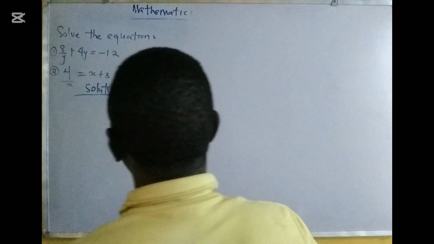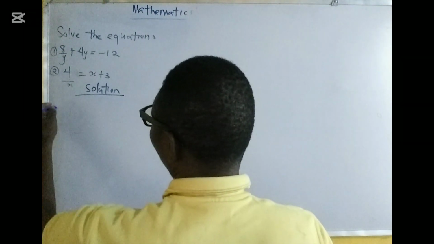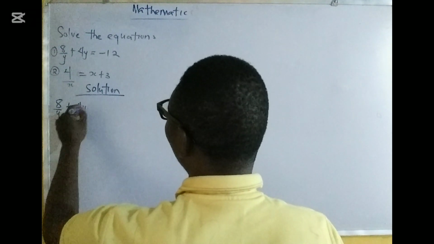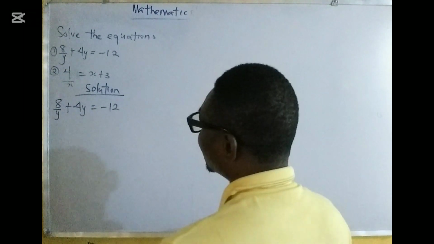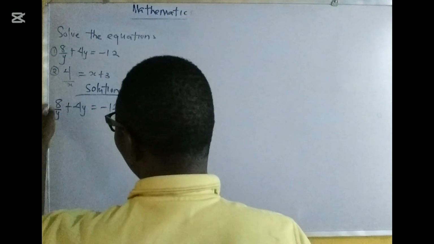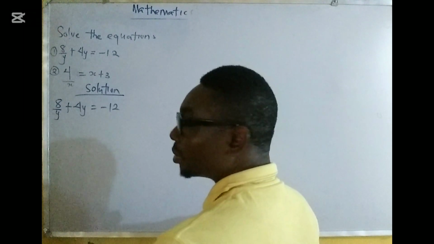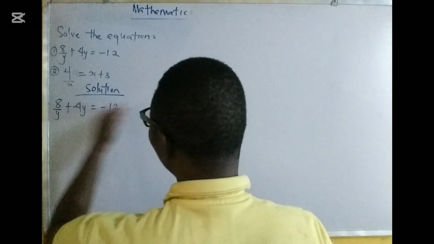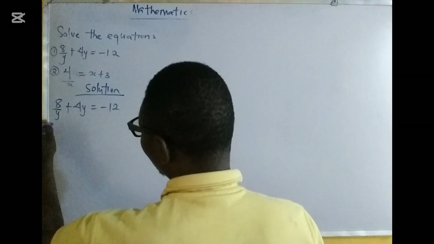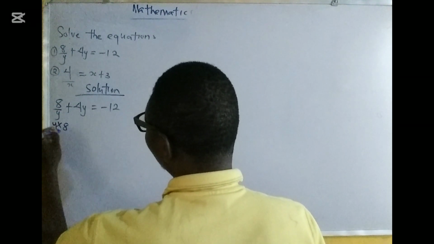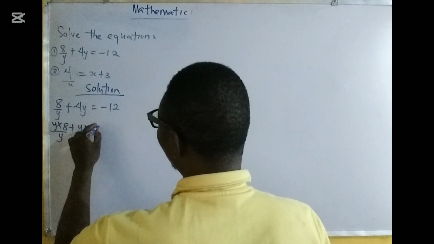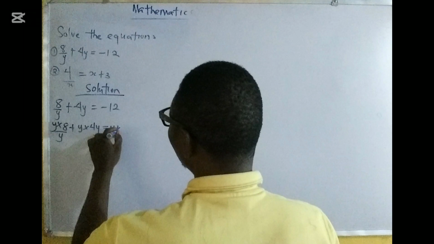Let's solve the equations. Number one, 8 over y plus 4y is equal to minus 12. To solve this equation, we need to eliminate the fraction by multiplying the denominator to each of the terms in the equation. So we have y times 8 over y plus y times 4y is equal to y times minus 12.